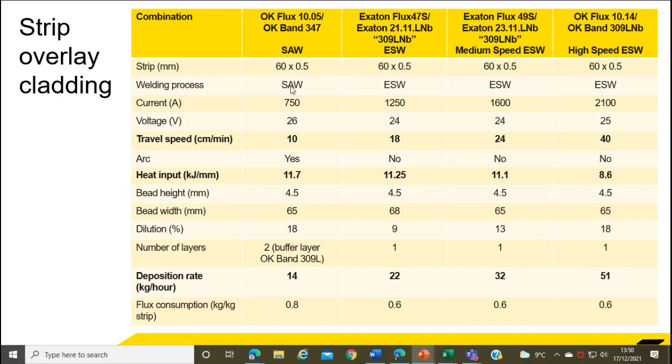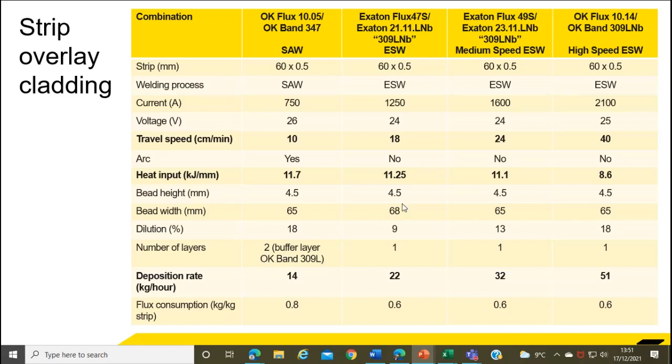So with the submerged arc, you can see we're using a current of 750 amps, travel speed 10 centimeters a minute. You can see the heat input is 11.7. However, in order to achieve the chemistry of 347, we need to put two layers down. So we've put a buffer layer, a buttering layer, on there. The first layer is a 309L. Okay, so that's a big thing. Obviously, whatever time this takes, it needs to be doubled in reality to achieve what you're trying to look for. And the deposition you get in there is 14 kilos.